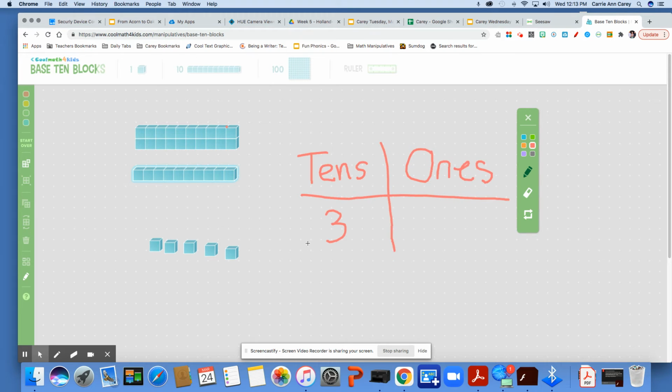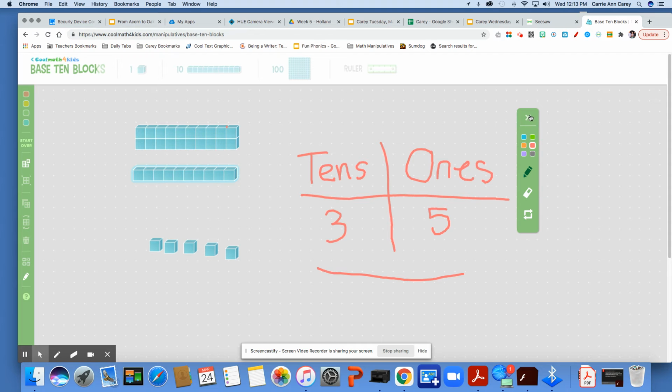We'll make a little chart. And there's how many ones? One, two, three, four, five. And there are five ones. So what number did I just make? What number did I build right here? I built the number 35.